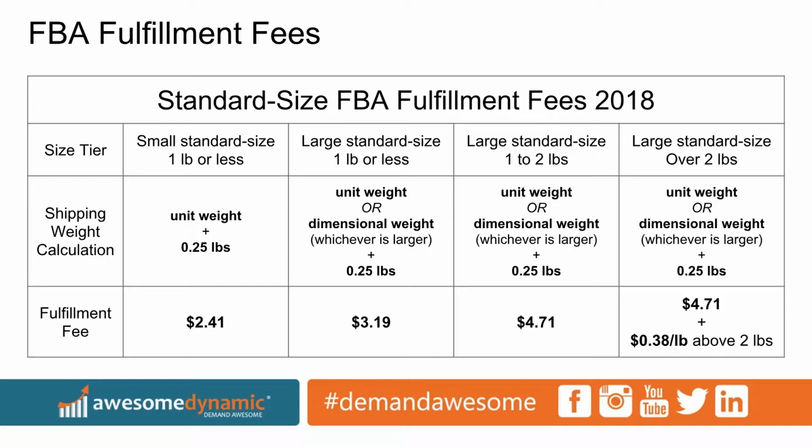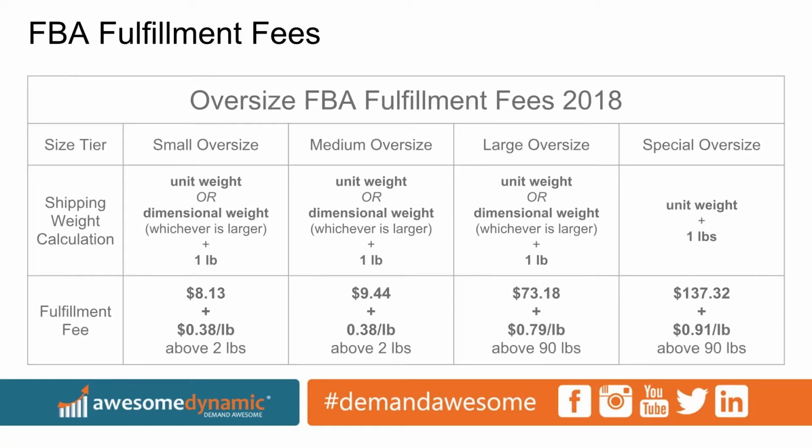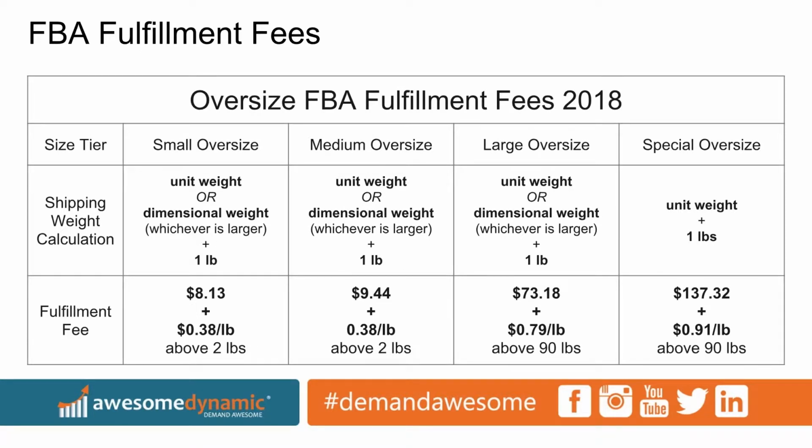Moving on to the oversized category, you'll also see that Amazon divides their oversize into 4 categories again: small oversize, medium oversize, large oversize, and special oversize. And the shipping weight calculation is similar. However, this time Amazon adds a pound onto your unit weight or dimensional weight, whichever is larger, to determine your actual shipping weight. The exception in this case being that special oversize only takes your unit weight. They don't care about your dimensional weight and add a pound to determine your FBA fee.